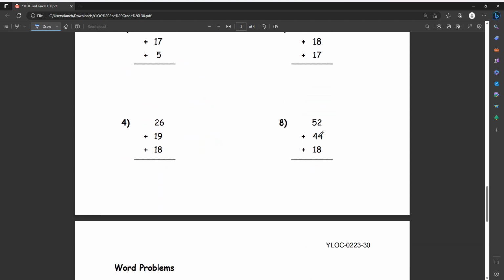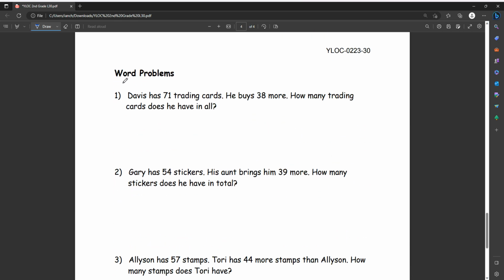And then let's just skip down to number 8. Let's add our ones again. So 4 plus 8 here equals 12. Plus this 2 equals 14. So we can write our 4 down here. And then put our 10s up here. And now it's 5 plus 4, which equals 9. And then 9 plus this 1 equals 10. And then plus another 1 equals 11. So it's 114. Finally, we're on the word problems.